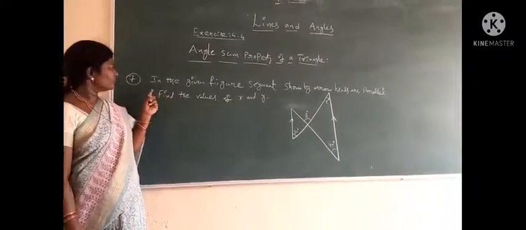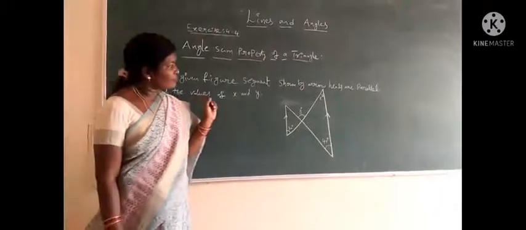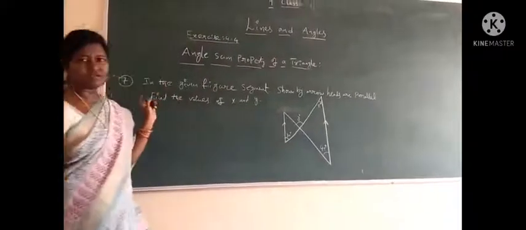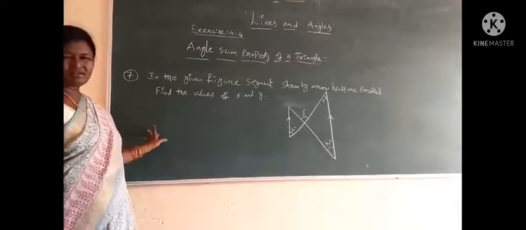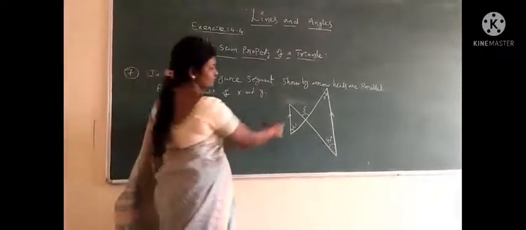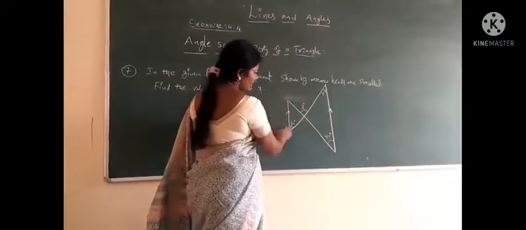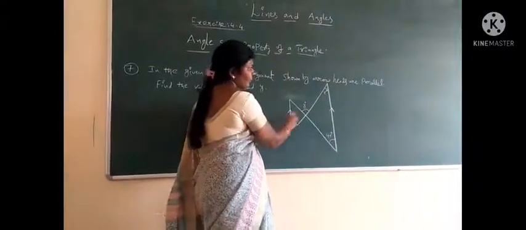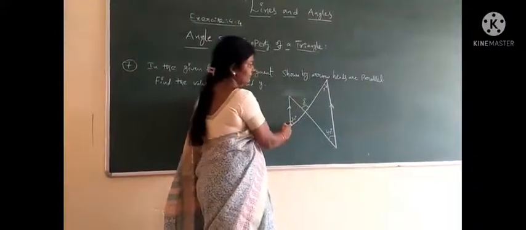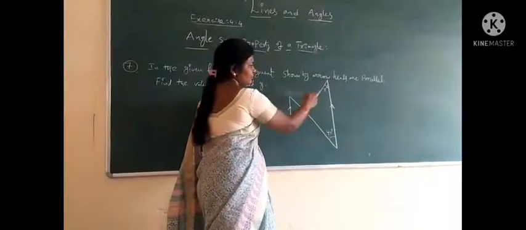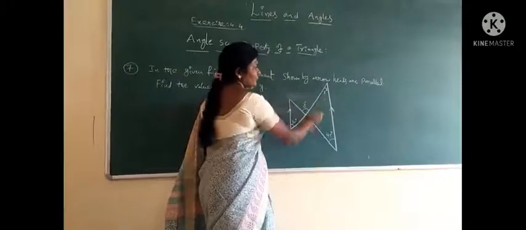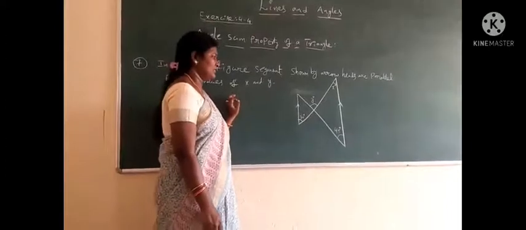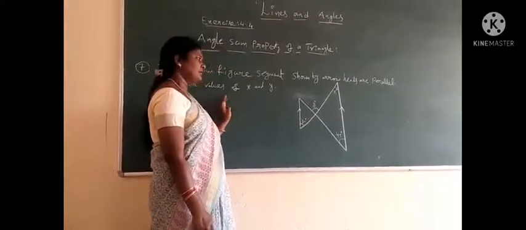Next problem. In the given figure, segments shown by arrowheads are parallel. Find the values of x and y. So, observe this figure. These two lines are parallel lines. This is the transversal. These two angles are alternate interior angles. Alternate interior angles are equal.